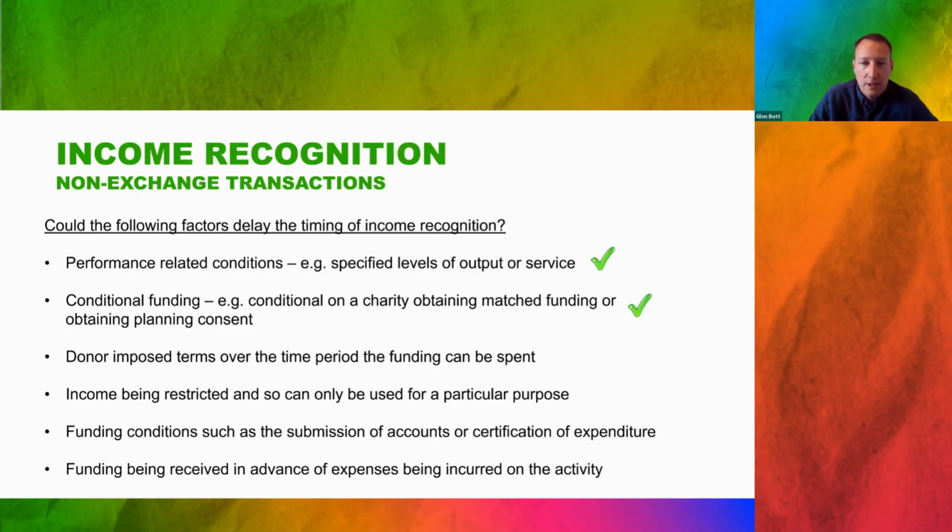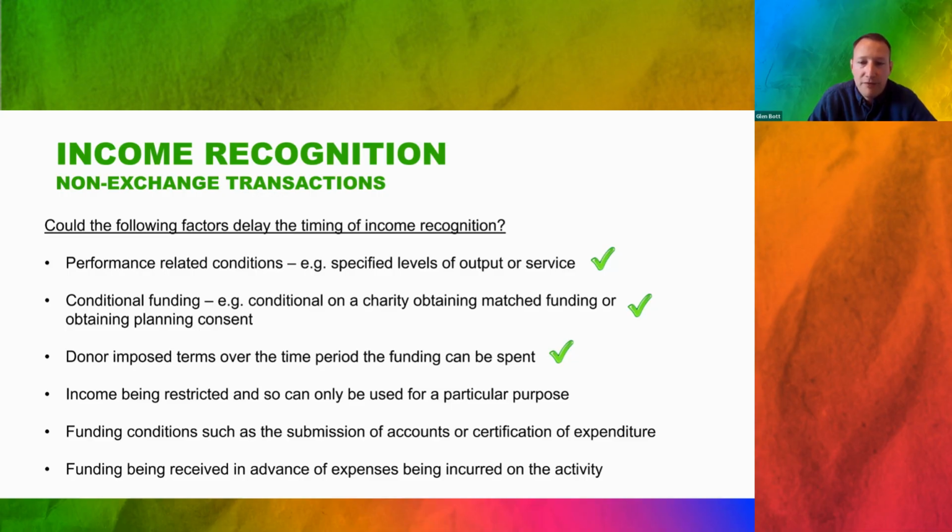The third one on here, donors will sometimes provide funding, but they will specify that funding has to be spent during a particular time period. An example of this may be that the grant's given to provide some training provision, but it has to be spent during a particular academic year or during a particular period of the year. If it specifically says that you cannot spend it until that period, then that income would also be delayed and deferred until that particular year.